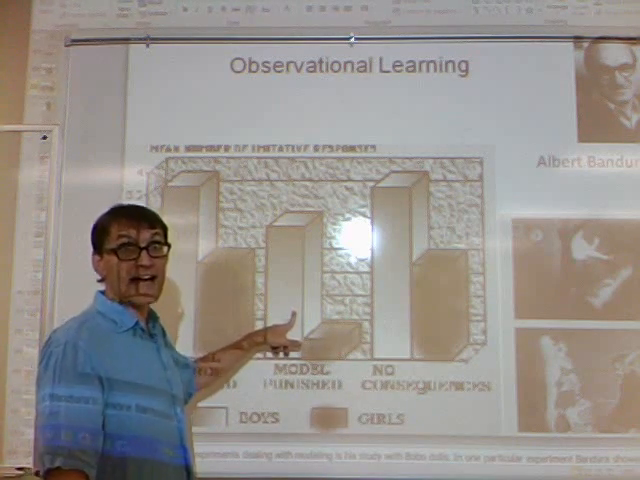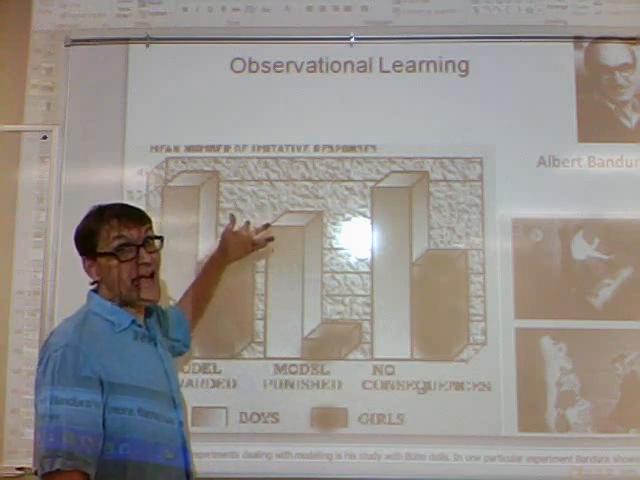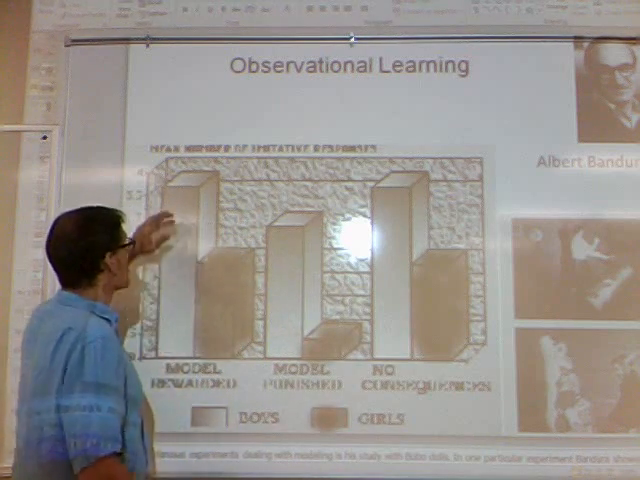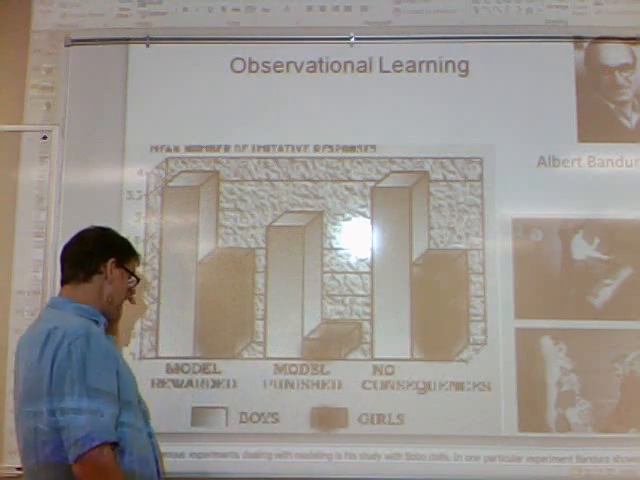Any boys that are in my class, trust me, it's true, we're stupid. Boys didn't really respond. They had some response, don't get me wrong. When the model was rewarded, they had more physical aggression than when they were punished. But look at the girls in particular.